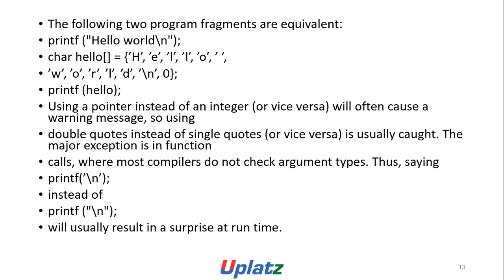A string enclosed in double quotes, on the other hand, is a shorthand way of writing a pointer to a nameless array that has been initialized with the characters between the quotes and an extra character whose binary value is 0. Using a pointer instead of an integer or vice versa will often cause a warning message. So using double quotes instead of single quotes or vice versa is usually caught. The major exception is in function calls, where most compilers do not check argument type. Thus, saying printf('\n') instead of printf("\n") will usually result in a surprise at runtime.